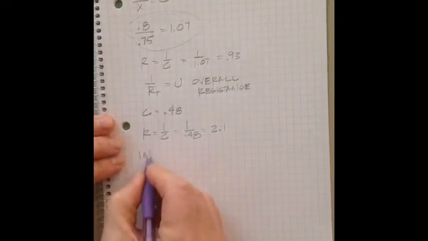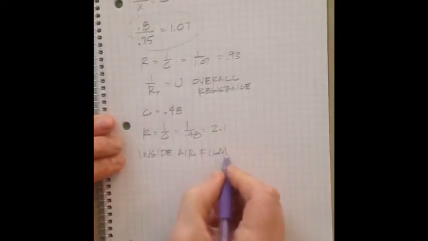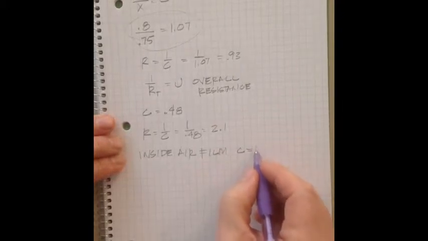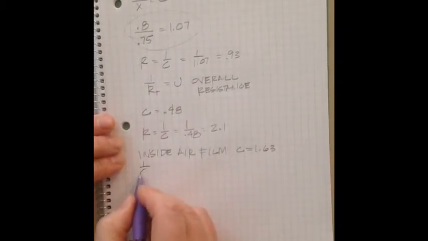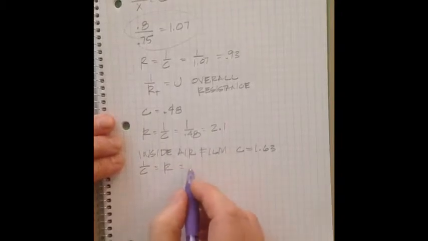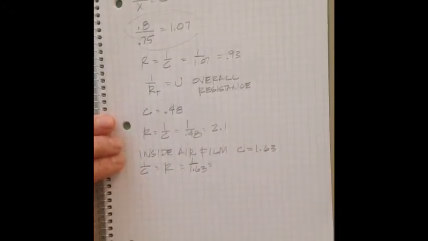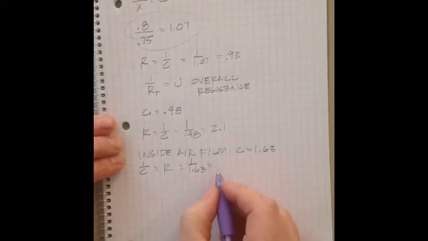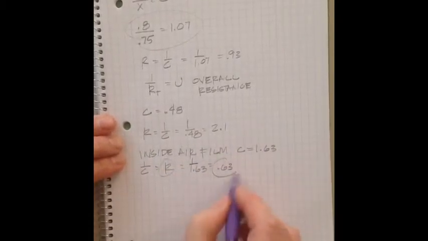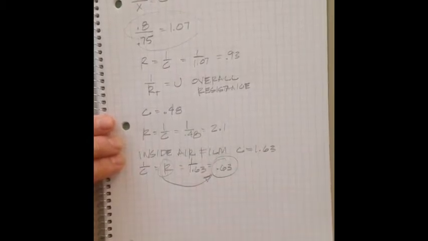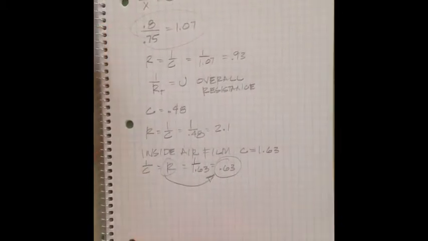For inside air film, C equals 1.63. I'm going to move this down here, so 1 over C equals the R number for that, and that would be 1 over 1.63. Let's do that. 1 divided by 1.63 is 0.63. So the R number for this inside air film is right there. Okay? Not much insulating value, right? Remembering that big R numbers mean a lot of insulation, and small R numbers is not very much insulation.